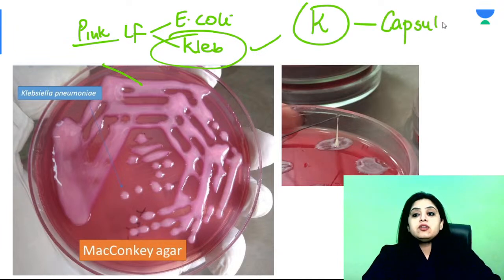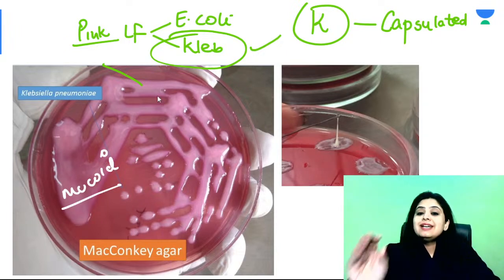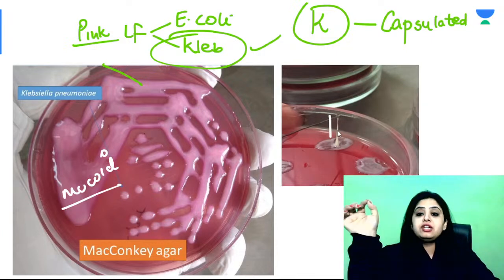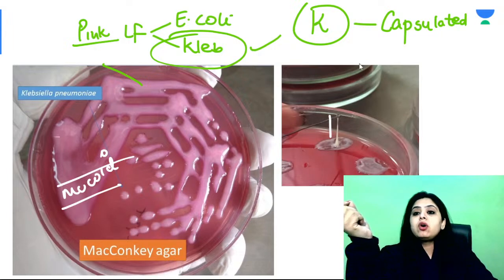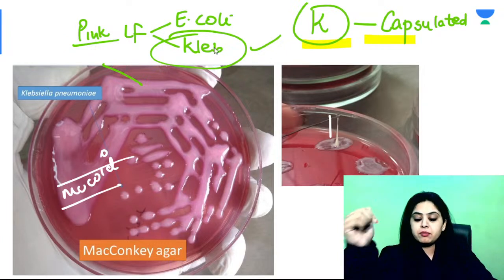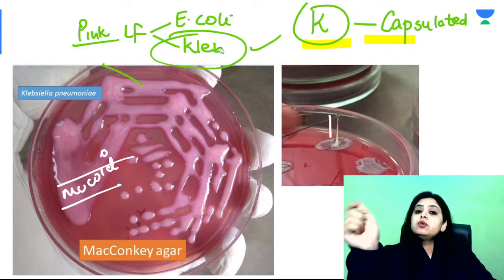Remember, any kind of capsulated organism, what kind of colonies does it give? This is a rule. Any kind of capsulated organism gives mucoid colonies. Look at this. It's just not pink. It has that shine, that jelliness. See, when I'm trying to lift it, it is becoming stringy. That is why I'm getting to know, okay, if it's a mucoid pink colony, mucoid means capsule. Capsule is something that I will get with Klebsiella. So to differentiate E. coli from Klebsiella, Klebsiella will give you a mucoid colony.